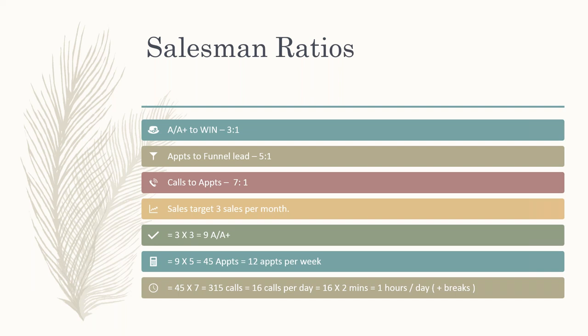But how do I get appointments? To get 45 appointments, my ratio is 7 to 1, so I need to make 315 calls. Sounds like an impossible task, but if you divide it per day, it's only 16 calls per day. We're talking about a 20-day month. 16 calls per day only. And if you take 2 minutes to make a call, it's less than an hour.